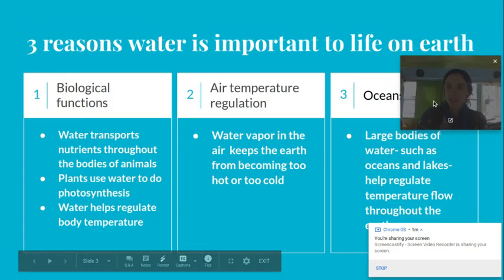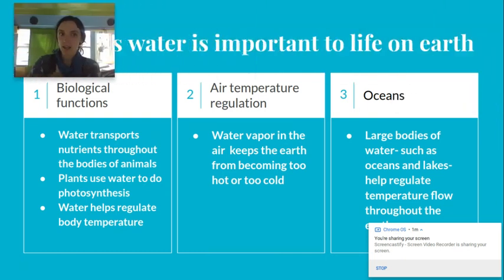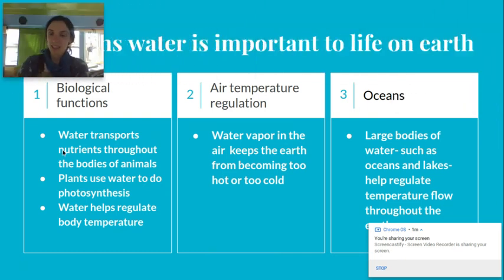So the reason we care about this is that water is really important to life on Earth. And so we think that it might be important to life on other planets. Firstly, water has a lot of biological functions, so they help things survive. Biology is, remember, the science of life. So water transports nutrients throughout the bodies of animals. Without water, our blood wouldn't flow. Plants also use water to do photosynthesis, and we know that plants make food which most of all life depends on. And water also helps regulate body temperature in both plants and animals.